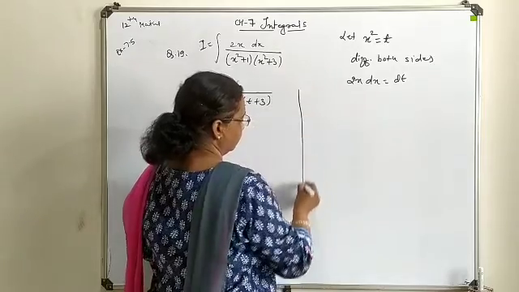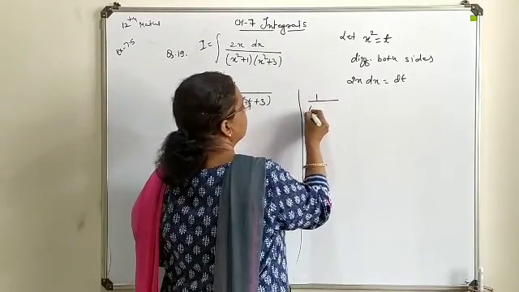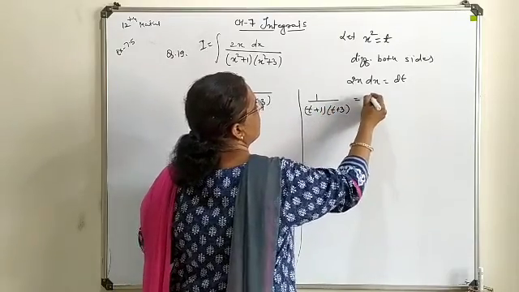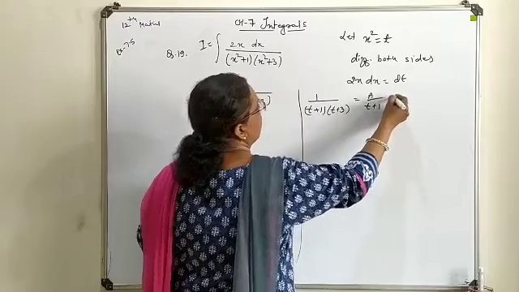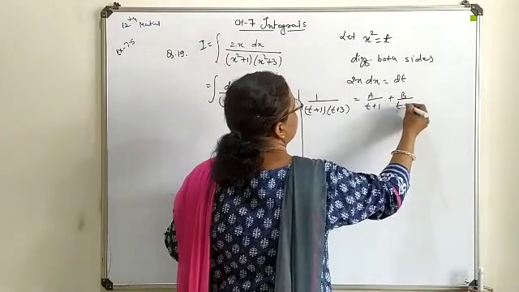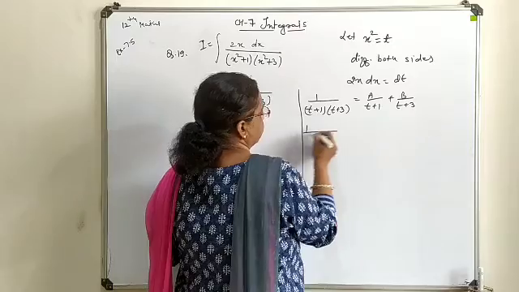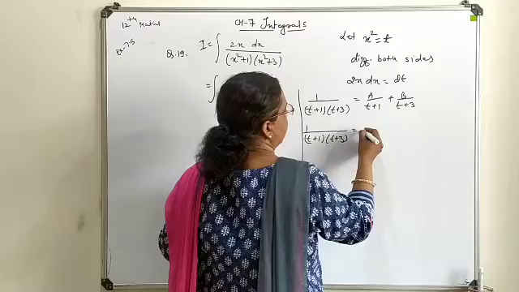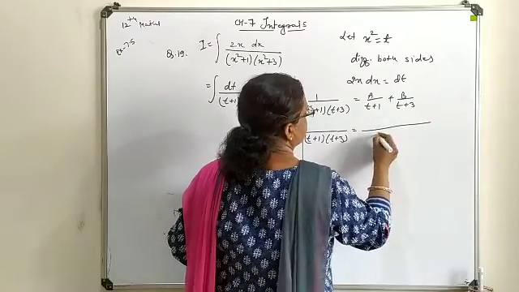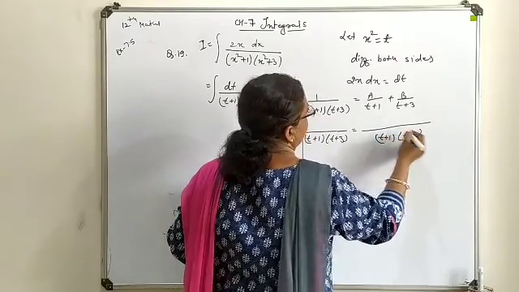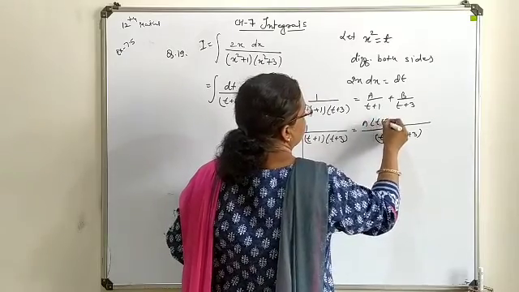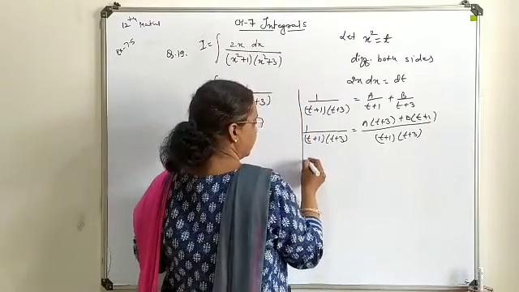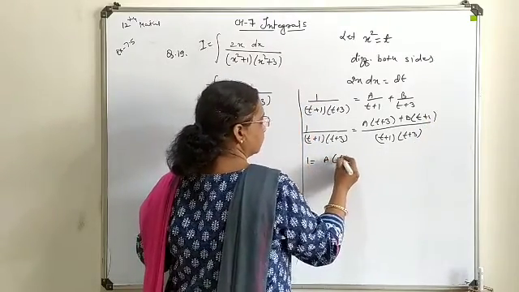So here 1 upon (t plus 1)(t plus 3) equals a upon t plus 1 plus b upon t plus 3. Go for taking the LCM. Your method will remain the same as we have already studied in your last lectures. So this is a(t plus 3) plus b(t plus 1), and the denominator is adjusted here.